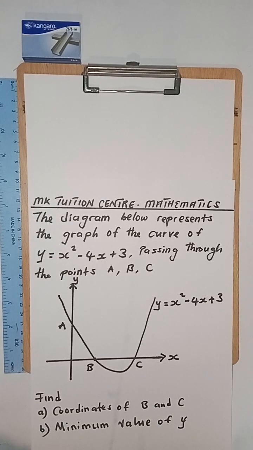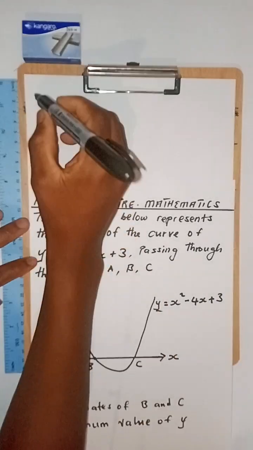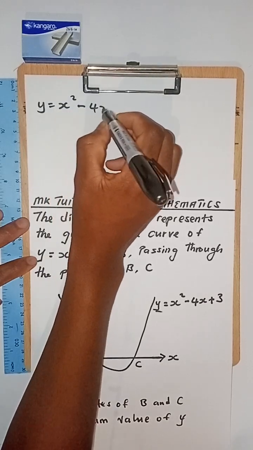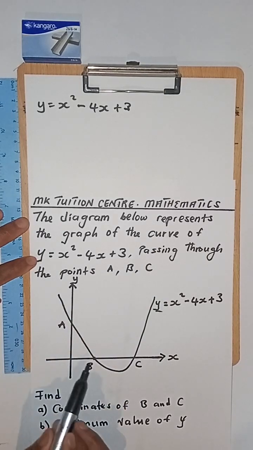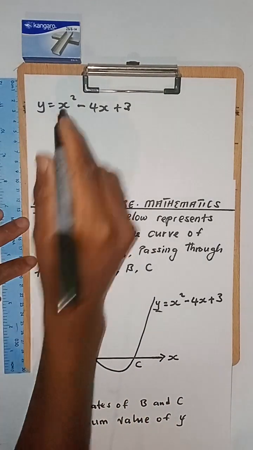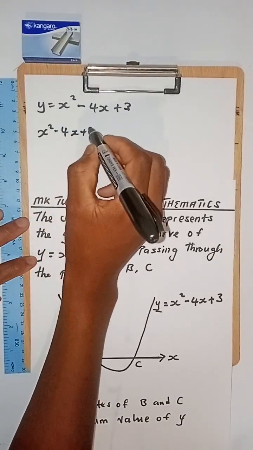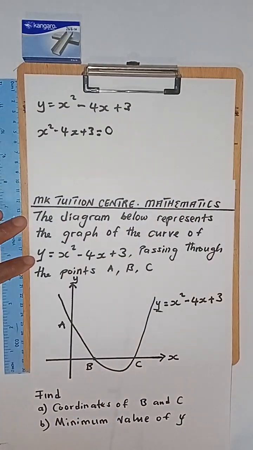All right, so if this is our equation, we're going to say y is equal to x squared minus 4x plus 3. Here we are looking for B and C, and the value of y here is actually 0. So we're going to have the equation x squared minus 4x plus 3 equal to 0. Now we have a quadratic equation, so let us solve this equation.